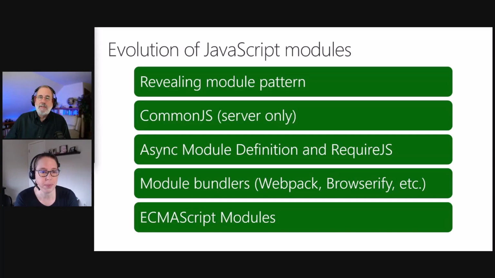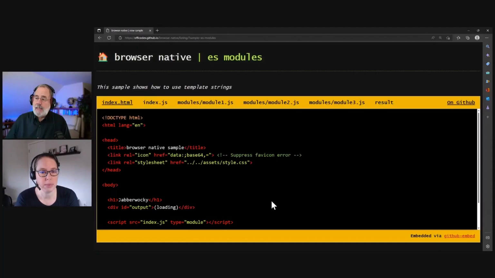Right, exactly. So let's go ahead and take a look at a sample. And we'll start with the HTML. And it's pretty simple stuff. We're going to actually write a poem here by stitching together different modules that have different lines of the poem. So you can see down at the bottom is a script tag. And this one is a little different because it says type equals module.